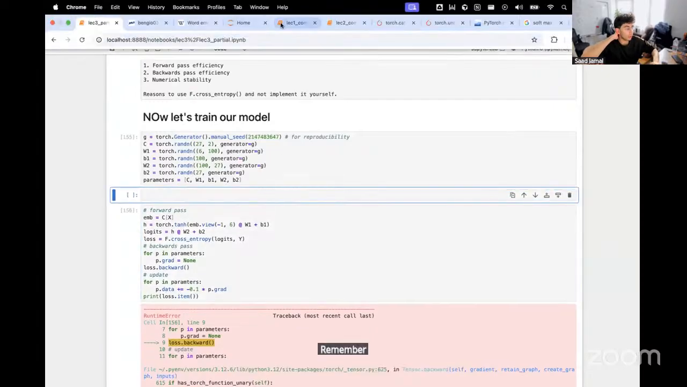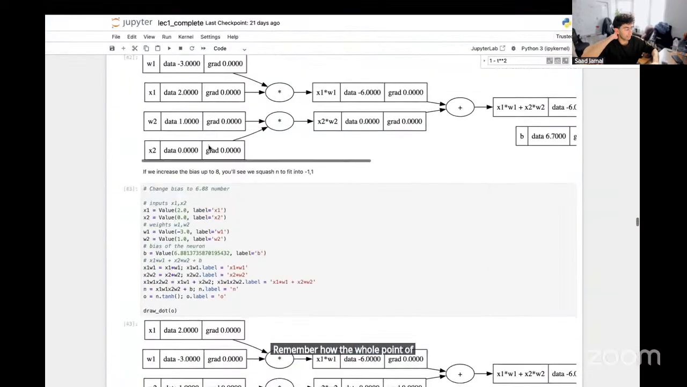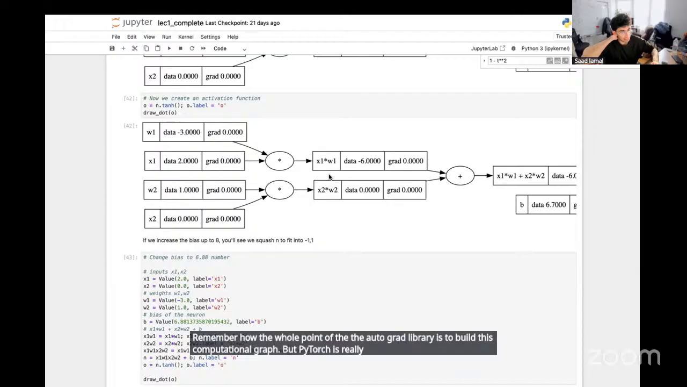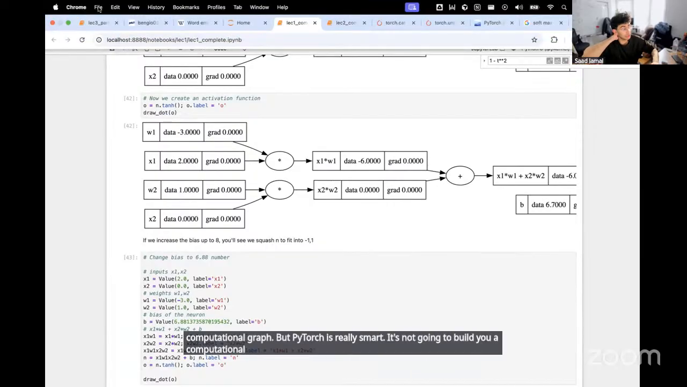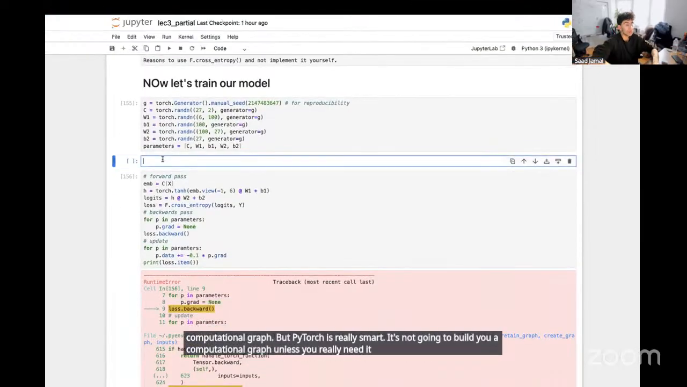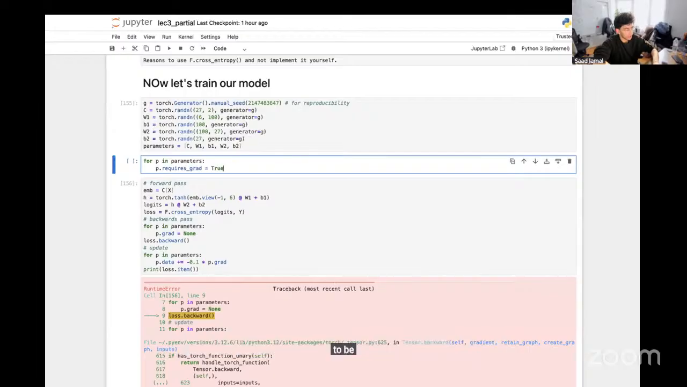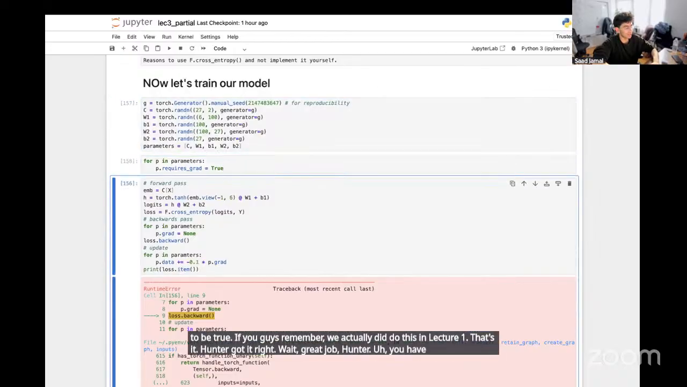Remember how the whole point of the autograd library is to build this computational graph. But PyTorch is really smart. It's not going to build you a computational graph unless you really need it. So one thing that we forgot to do is we have to iterate through each of our parameters, and we have to set requires grad to be true. If you guys remember, we actually did do this in lecture 1. That's it. Hunter got it right. Great job, Hunter. You have to set requires grad to true.